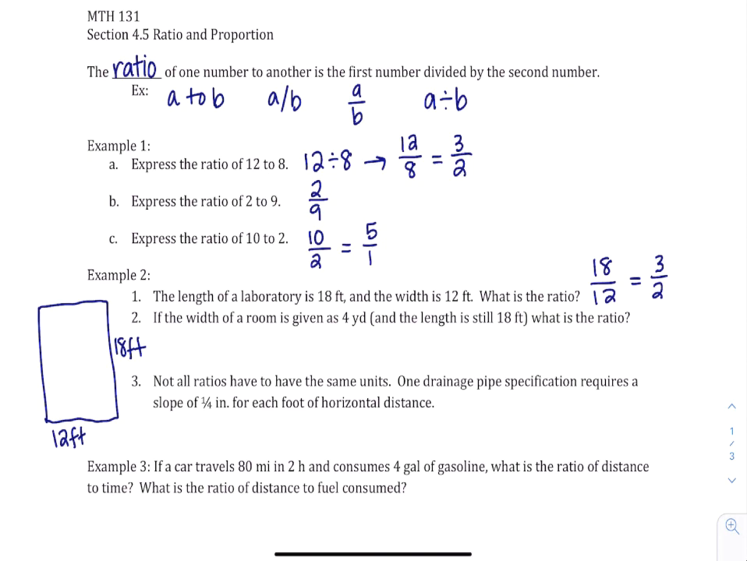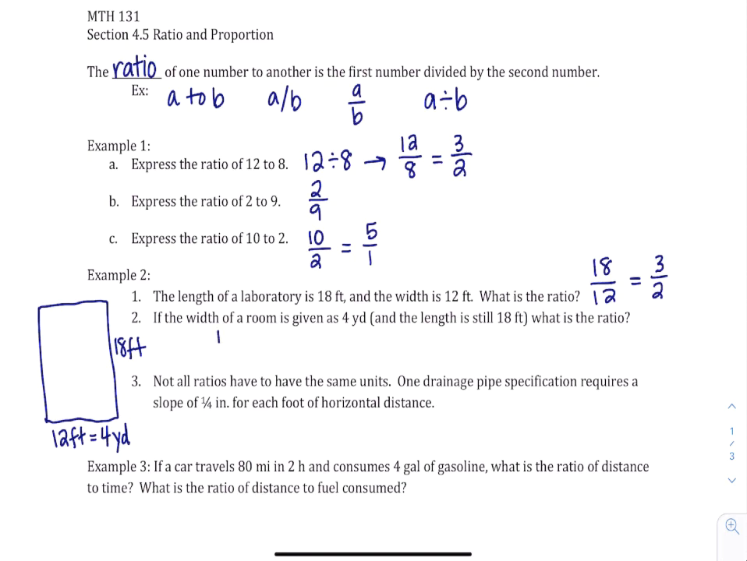Now we need to be careful with ratios because sometimes we don't have the same units. So for example, instead of knowing that the width was 12 feet, what if we knew instead that it was 4 yards? That's an equivalent measurement, but here we would be looking at the length of 18 to a width of 4. But this time our units are very important.